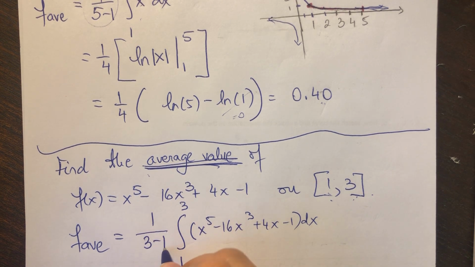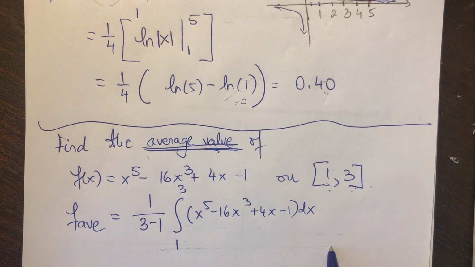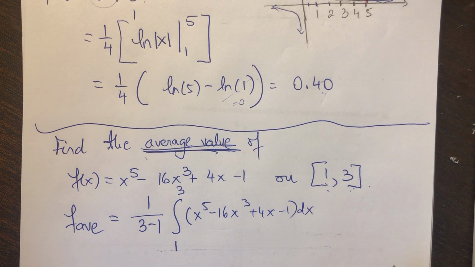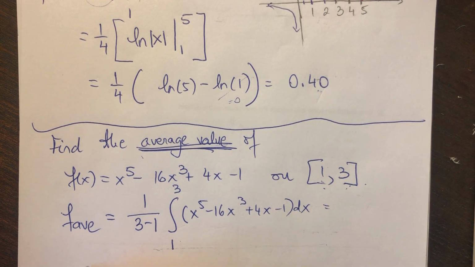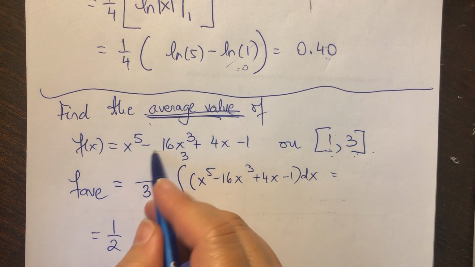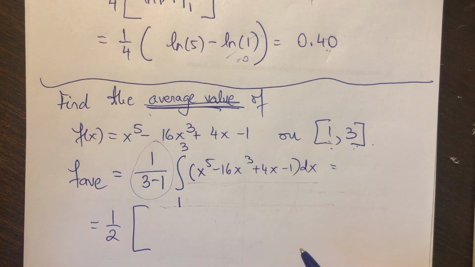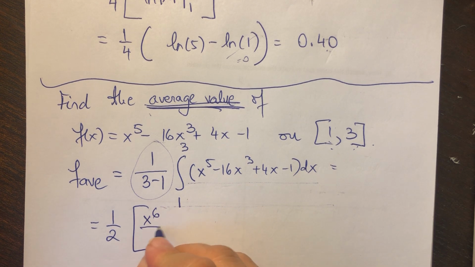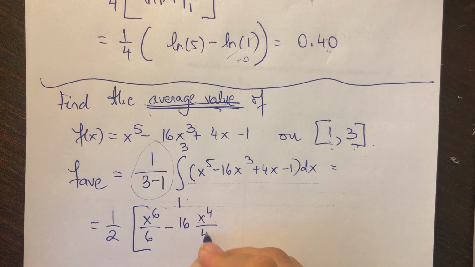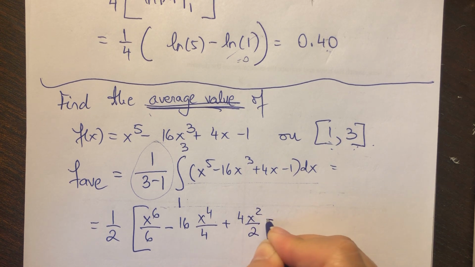So to divide means to multiply by the reciprocal. So rather than writing this whole integral and then over 2, it kind of looks funny. So it's better if we don't look at it as a division, but as a multiplication by some kind of coefficient. So that's 1/2, right? And now let's just go straight up and take the antiderivative of this. So what's the antiderivative of that? It's x to the 6 over 6, right? Minus 16x to the 4th over 4 plus 4x squared over 2 minus 1x.